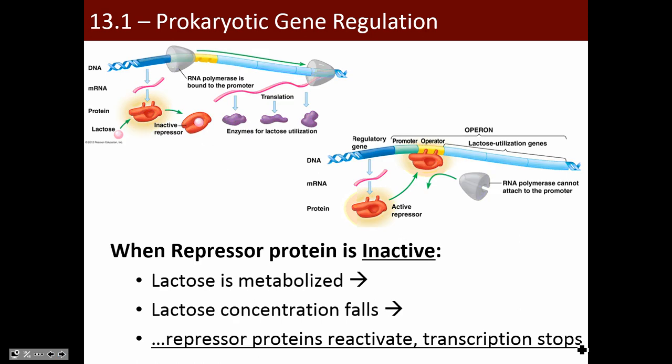So then our repressor protein goes back to its original shape, and it turns off the genes, just like a switch. So lactose is metabolized, lactose concentration falls, the repressor proteins reactivate, and transcription stops, because now we don't need these genes anymore. They probably have a short lifespan and linger around for a little while, and then if we're not using the proteins, they'll get broken down and recycled. Until the next glass of milk comes along.